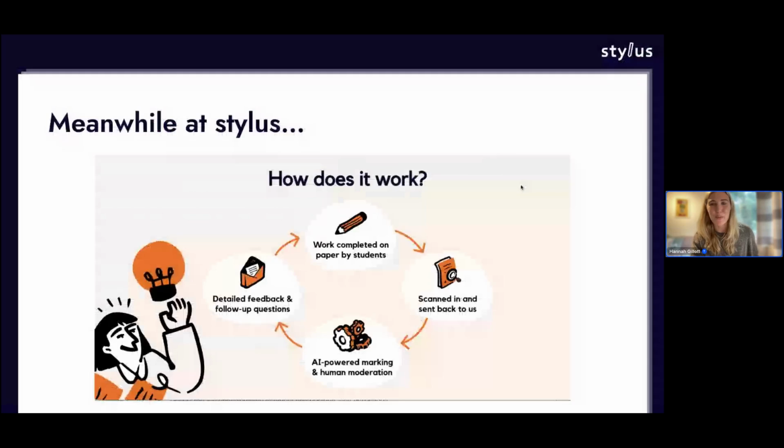So at Stylus, we've gone and used ChatGPT to do some of our own process around this. We're building custom GPTs to help with AI marking. That means we take work completed on paper by students, get teachers to scan that work in and send it to us. We then use this AI process that we've built to go through and mark that student work. We use humans to moderate it where we need to, and then we send feedback back to schools.